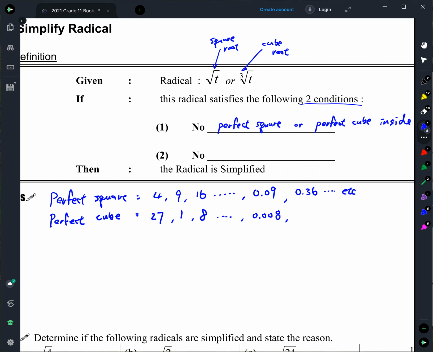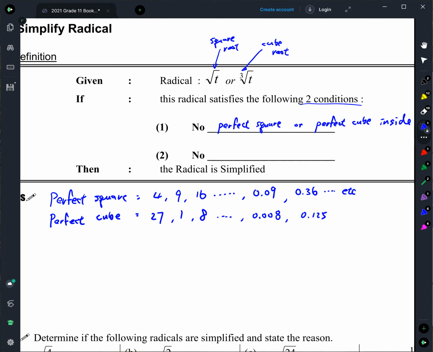Is 0.125 a perfect cube? 0.125. Then what do you think the cube root of that is? What's the cube root of 0.125? Oh wait, never mind. No, it's not. 0.125 isn't a perfect cube. Actually, I'm not quite sure. Hang on. Okay, let's check. Check if 0.125 is a perfect cube or not, okay?